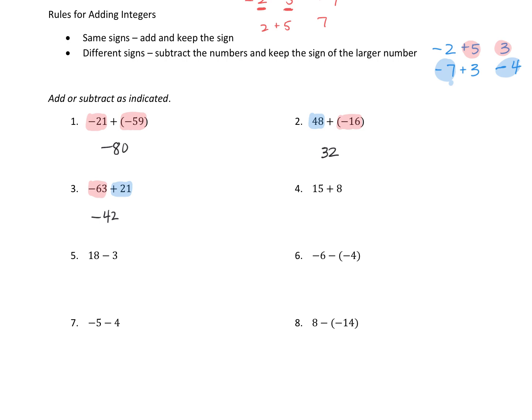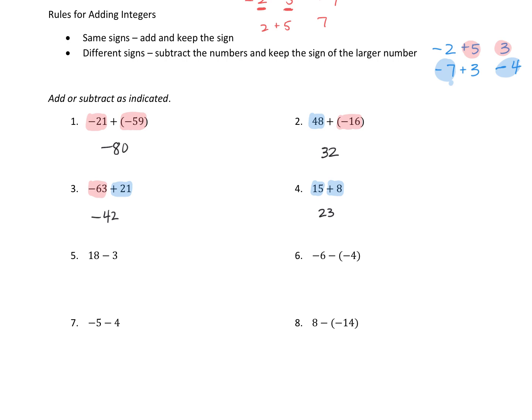All right, number 4. We've got a positive 15 and a positive 8. So those are the same sign, so I just add them and keep the sign. So 15 plus 8 is 23, and that's it.